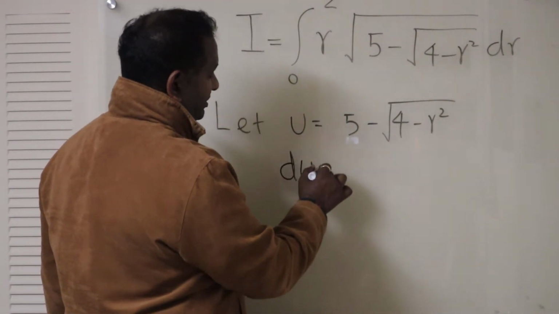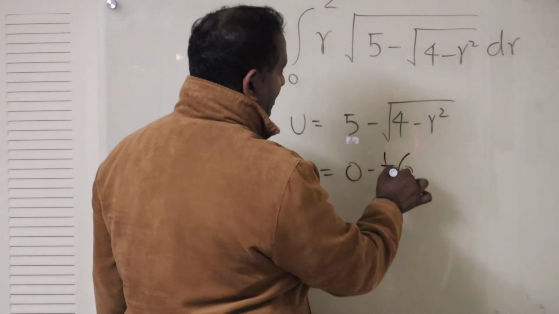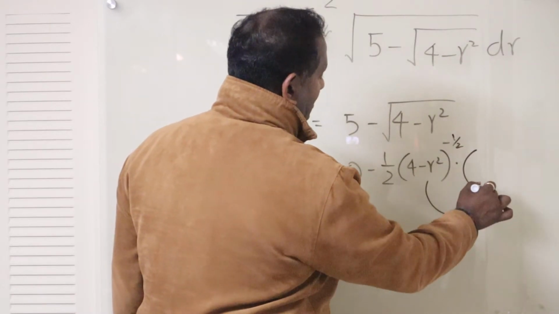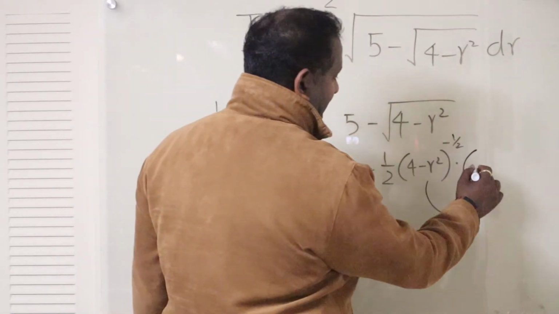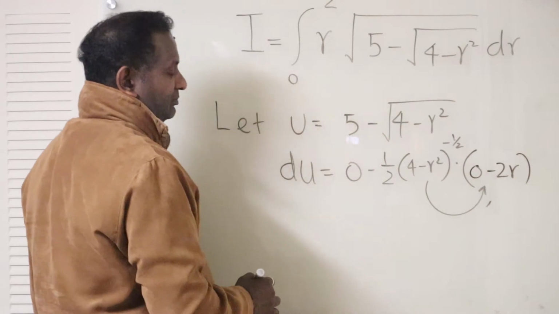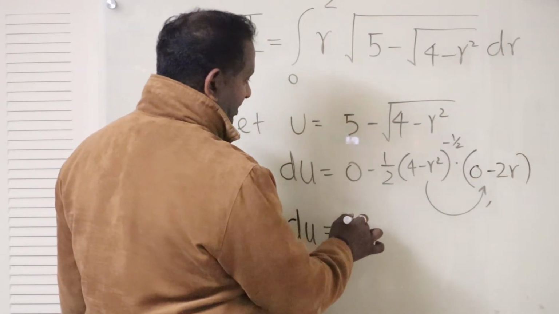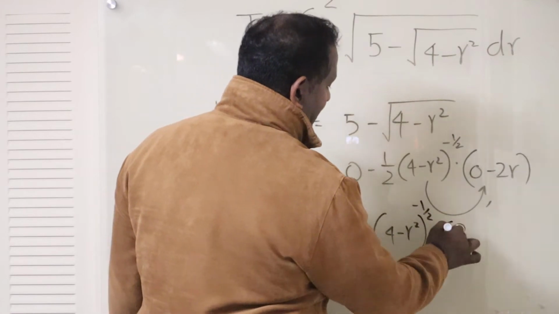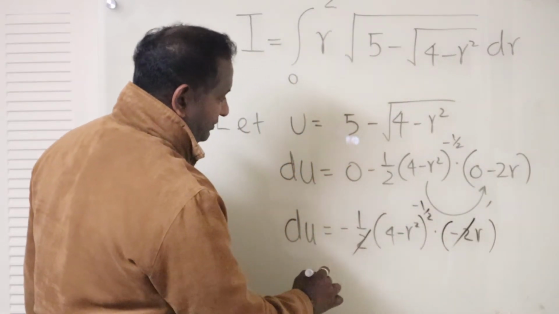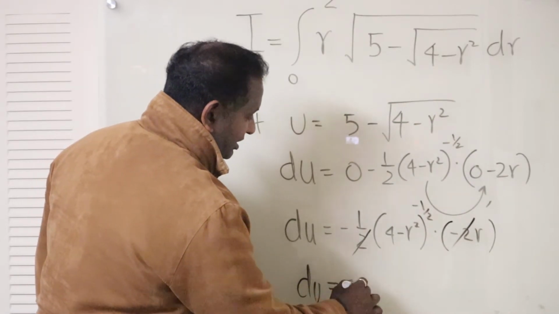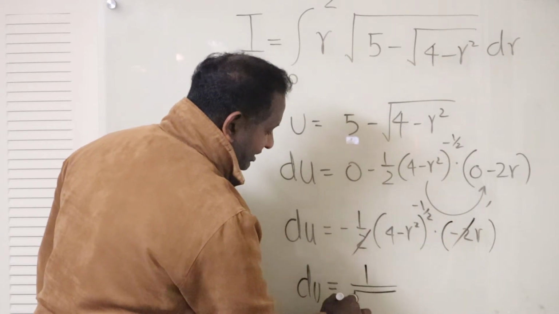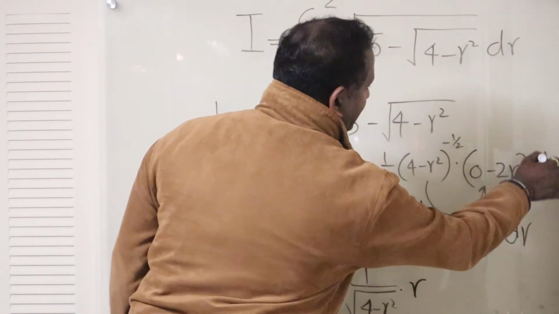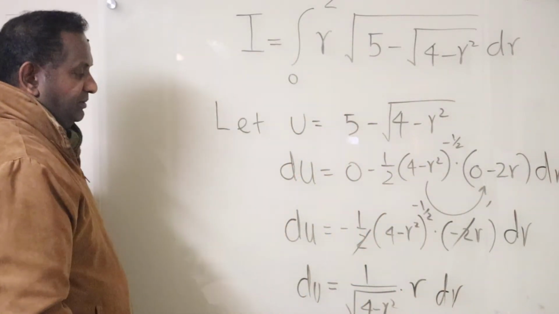I'm going to take the derivative. The 5 becomes 0, and this becomes half times 4 minus r squared to the power of minus half, times the chain rule. The derivative of 4 minus r squared is 0 minus 2r. Then du equals minus half times (4 minus r squared) to the minus half, times negative 2r. The 2s get cancelled off, minus times minus is plus, so du becomes r over the square root of 4 minus r squared, times dr.